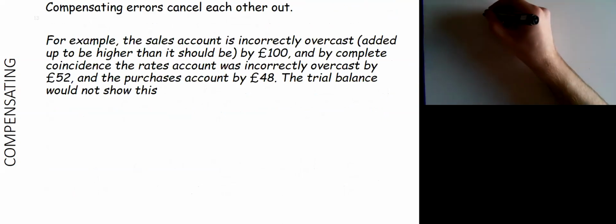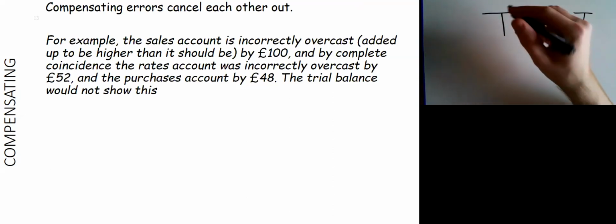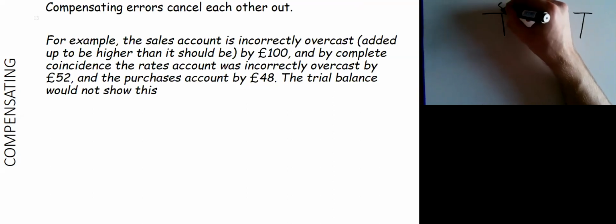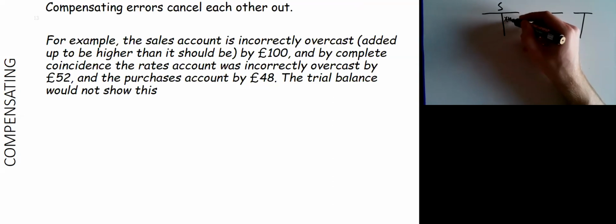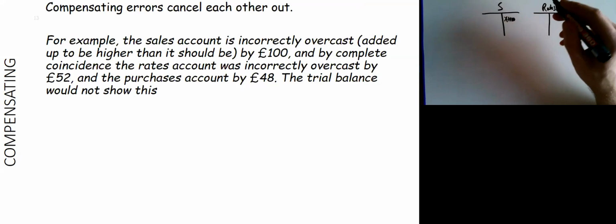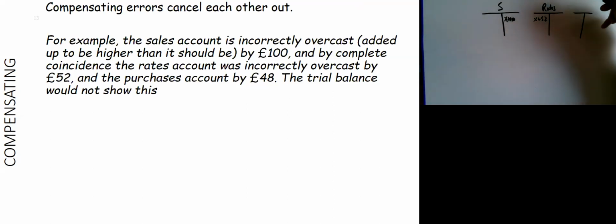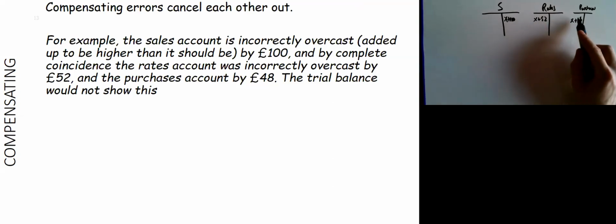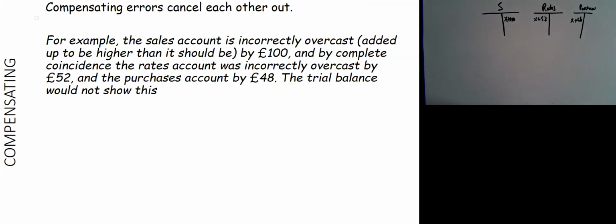So let's have a look at what all these accounts look like. What was the first one? Sales. It's overcast by 100, so I'm just going to write that as X plus 100. Then we've had rates, which is a debit, that's been overcast by 52. And we have purchases, which again is a debit, and that's been overcast by 48. You can see that these two debits have been overcast by 100 in total. This credit's been overcast by 100. So they're going to cancel out.